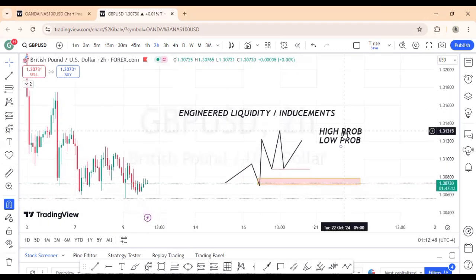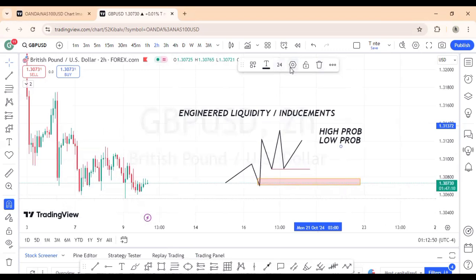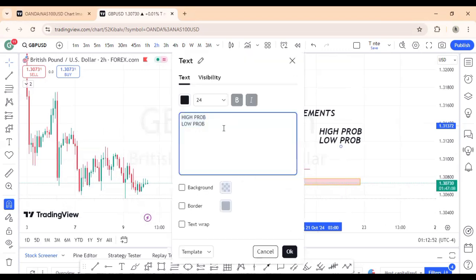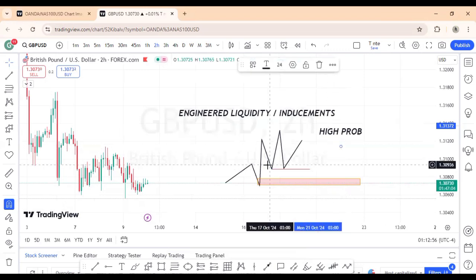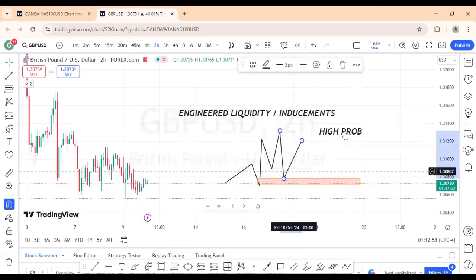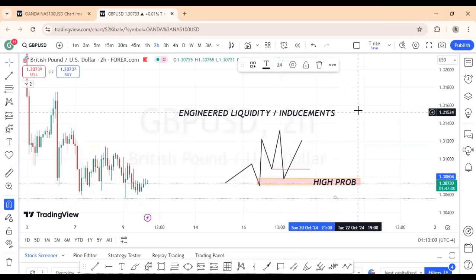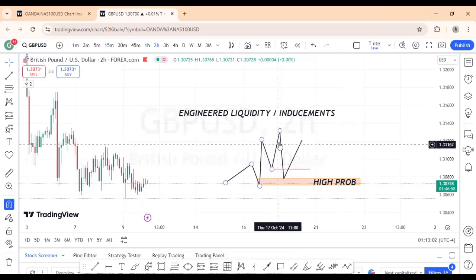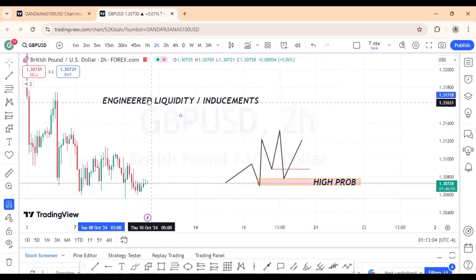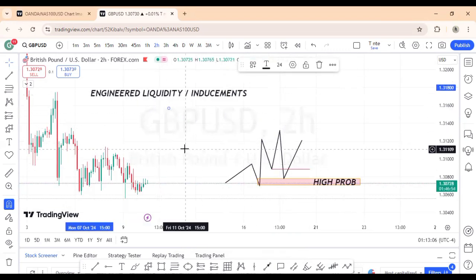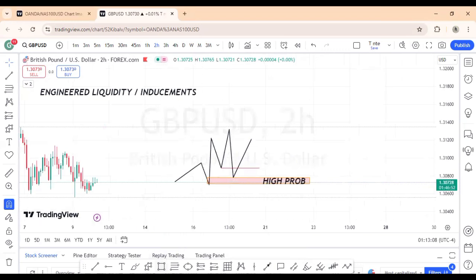So the high probability condition is when the market comes for the inducement and then goes higher, and the price goes for the inducement. This is a high probability scenario when the market does this. So this is what we call an engineered liquidity model, right? Engineered liquidity comes in different ways. Sometimes it may look like this, right? You can see price zones like this.